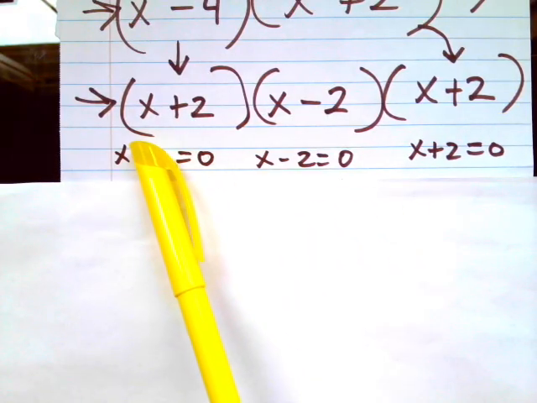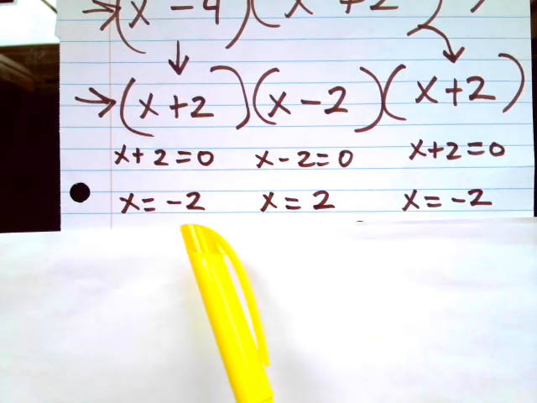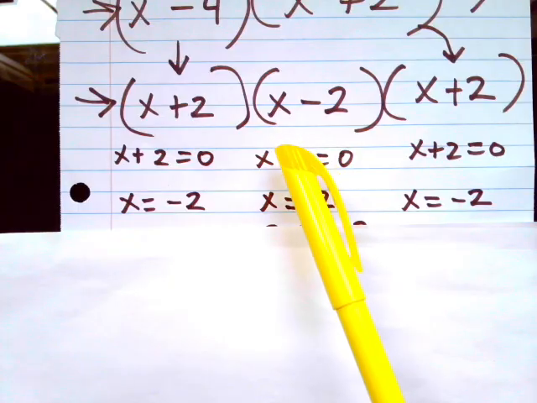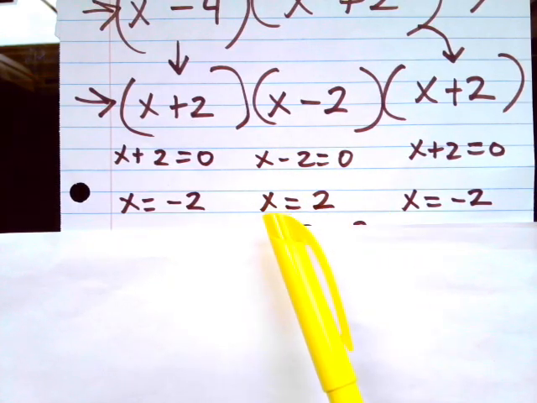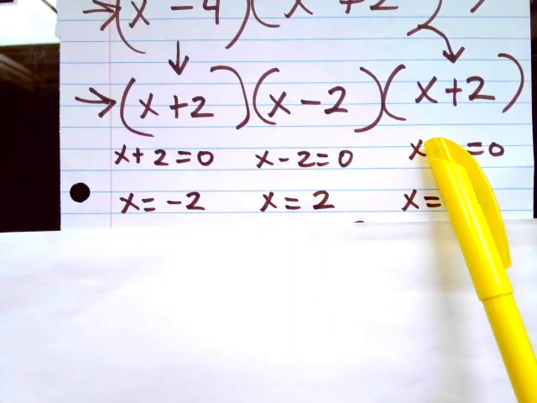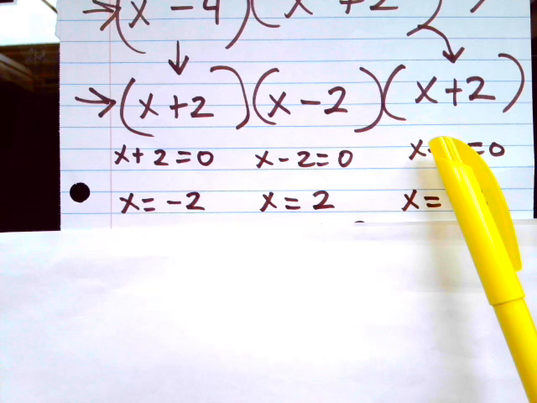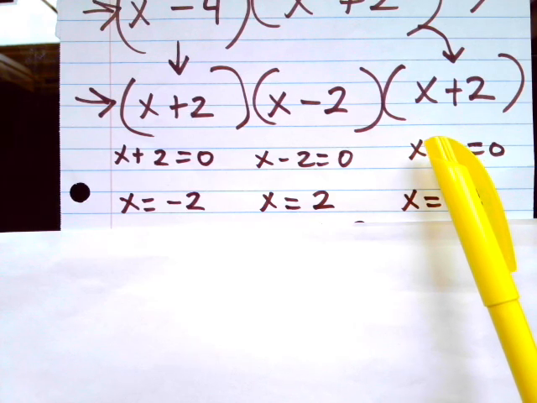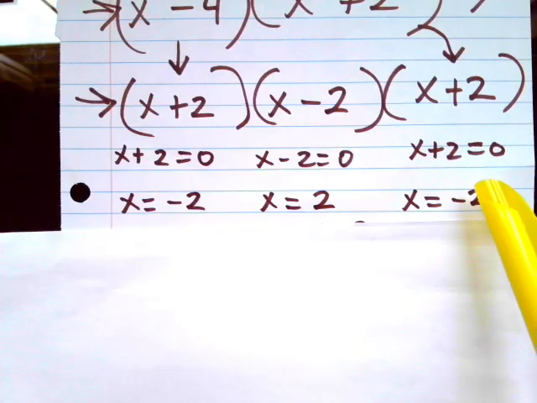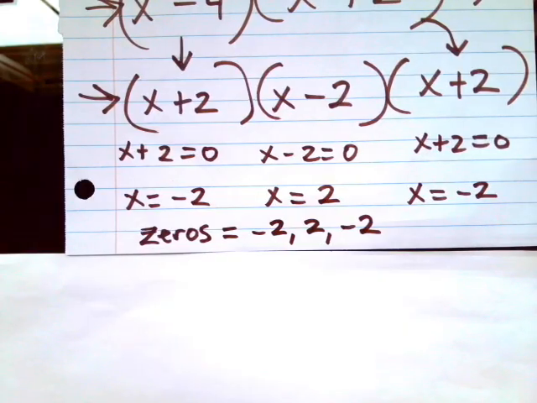To get rid of that 2 and get x all by itself, it's a one-step equation. I'm going to subtract 2 from both sides. I get x equals a negative 2. To get rid of the negative 2, I'm going to do the inverse. I'm going to add 2 to both sides. That gives me x equals a positive 2. And to get rid of that positive 2, so x is all alone, I'll subtract 2 from both sides of the equal sign. Positive 2 plus a negative 2 is 0. x equals 0 plus a negative 2 is negative 2. So my zeros for this particular expression are negative 2, positive 2, and a value of negative 2.